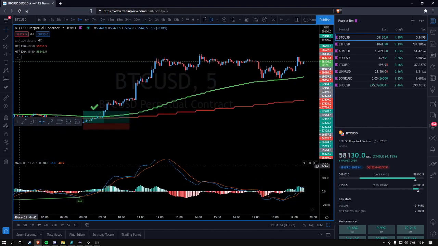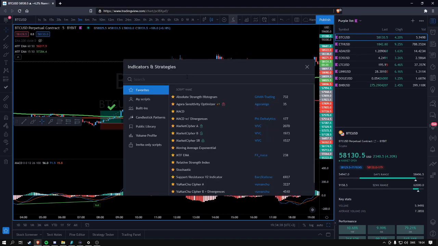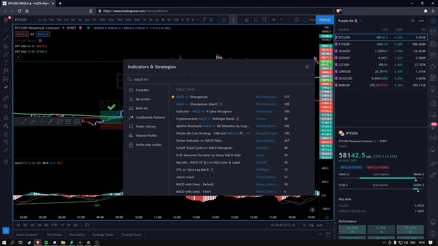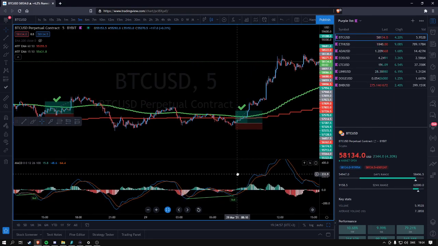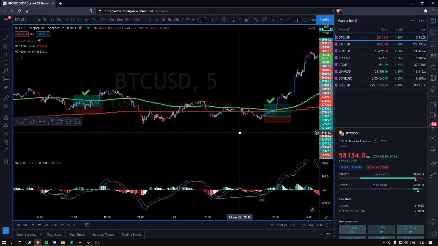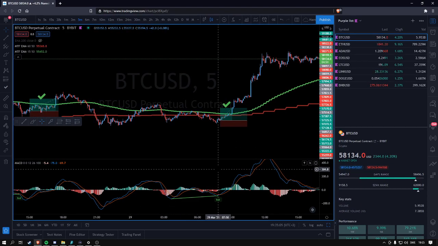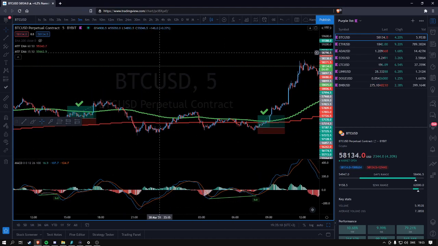Then we have a MACD. This is a standard MACD with a divergence indicator built in. This one is called MACD with divergences, made by Deltalytics. So go ahead and add that. And this is normal. It's a normal MACD with, as I said, indicators built in. So here, as you can see, it's called a bullish. I'm going to explain how we're going to use this one.